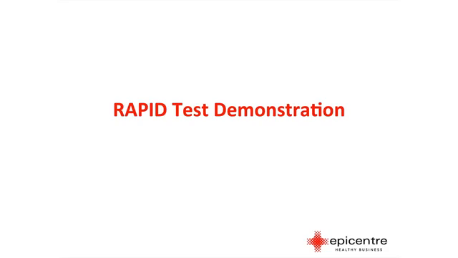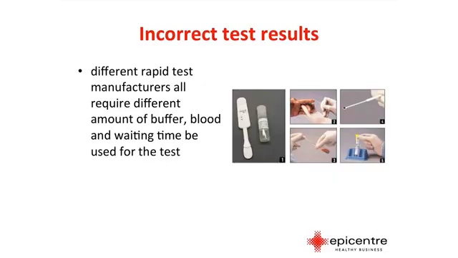Rapid test demonstration. I am now going to provide an overview of how to conduct a rapid test. It is easy to give an incorrect result in a rapid test because different rapid test manufacturers all require different amounts of buffer, blood, and waiting time to be used for the test.